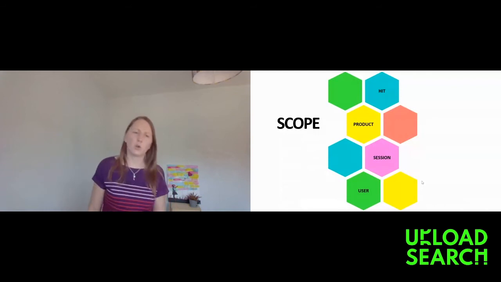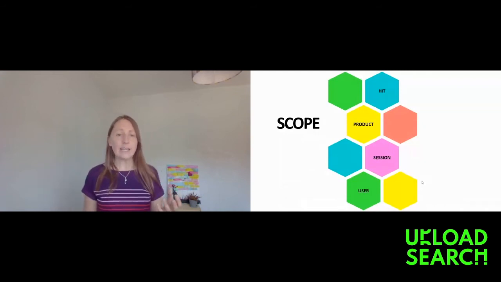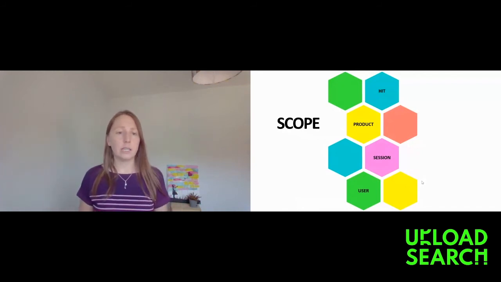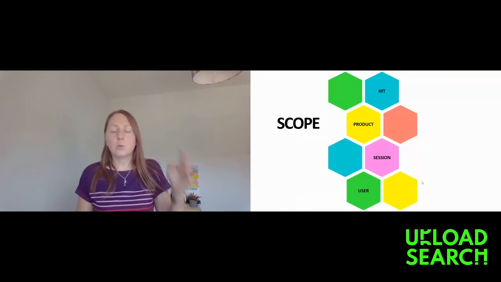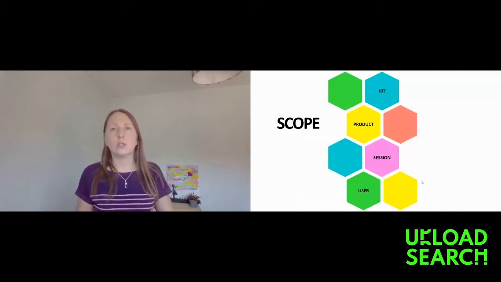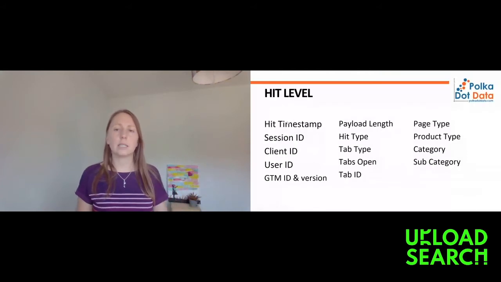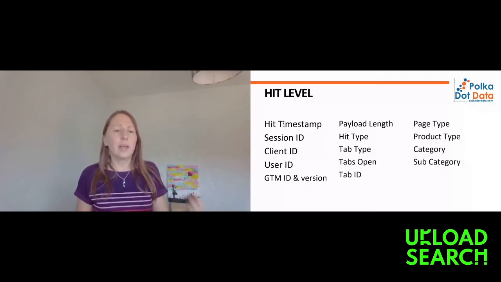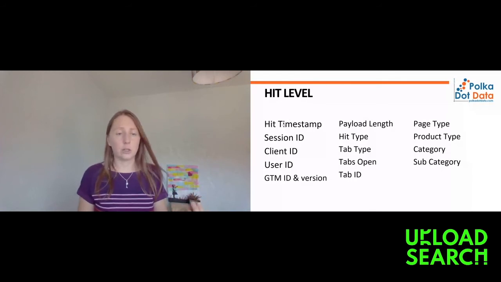So hit level, we've got quite a lot of examples. The key things that are really beneficial to do: we've got hit timestamp, session ID, client ID, user ID, and GTM ID and version. These ones I would always implement, especially the top three. Hit timestamp is really useful because you can use it for debugging, but you can also take it to the next level and do business intelligence work with it. You can put it into the database, you can use it in BigQuery, and you can get a lot more. So you can put your session data together better, you can do more in-depth customer journey analysis and things like that by having that one piece of information.